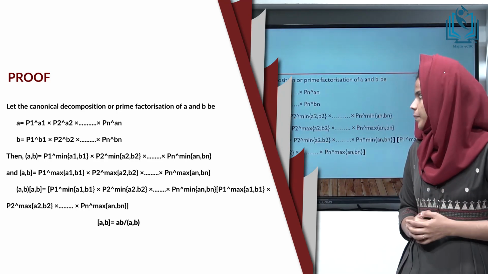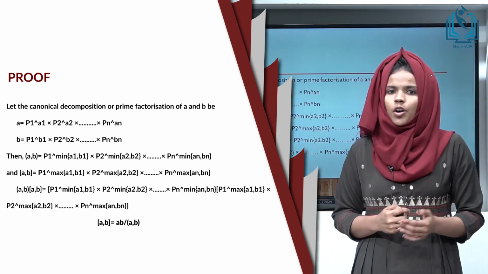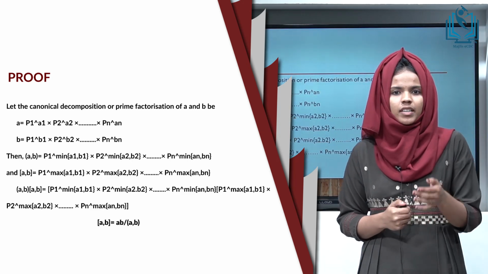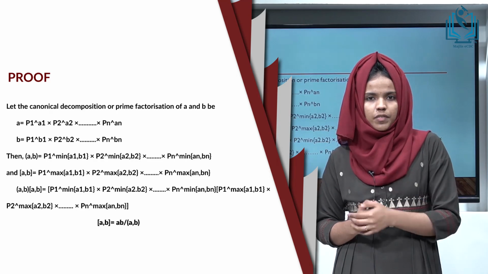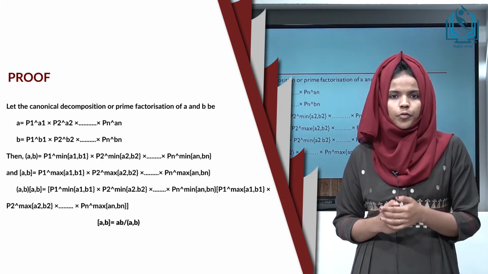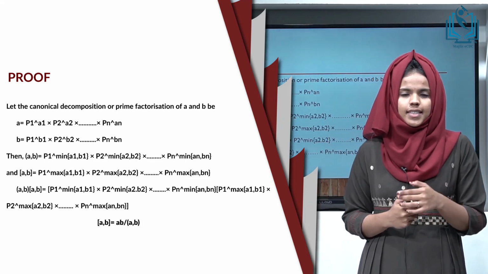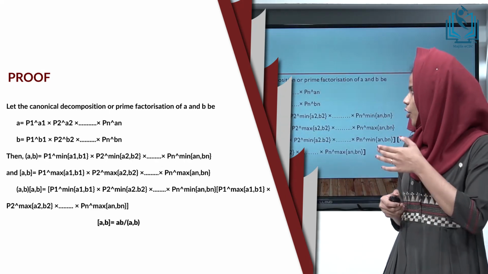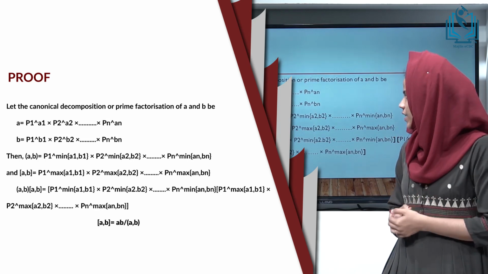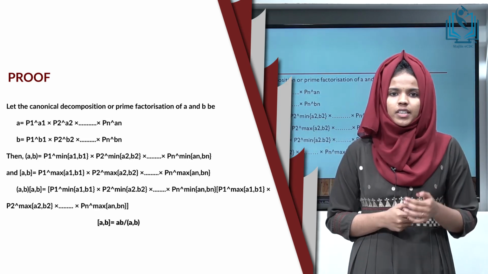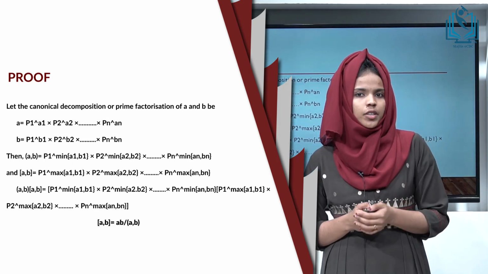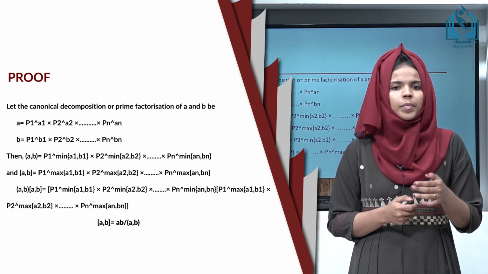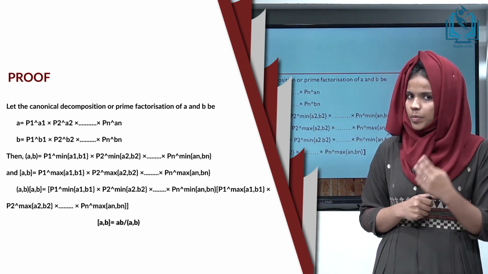Pn raised to Bn. Then GCD of AB is equal to P1 raised to minimum of A1 and B1 into P2 raised to minimum of A2 and B2 into etc. Pn raised to minimum of An Bn. And LCM of AB is equal to P1 raised to maximum of A1 and B1 into P2 raised to maximum of A2 and B2 into etc. Pn raised to maximum of An and Bn.